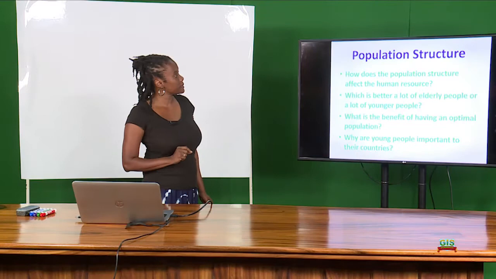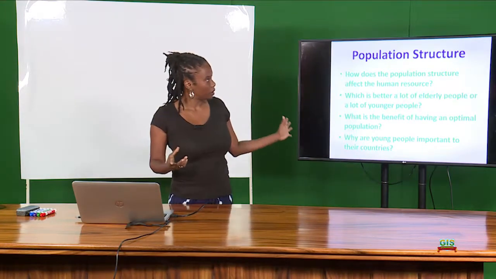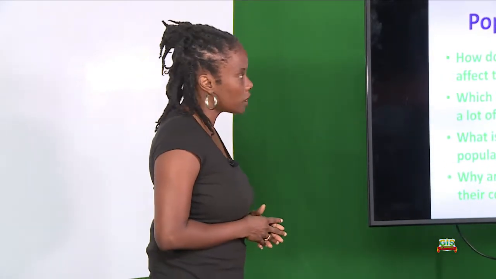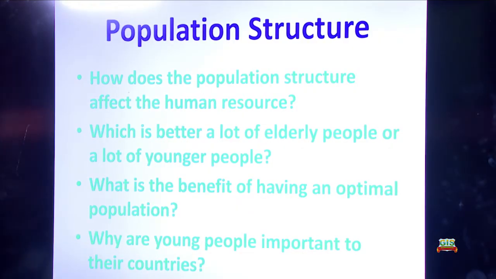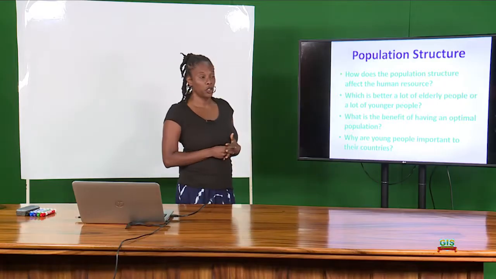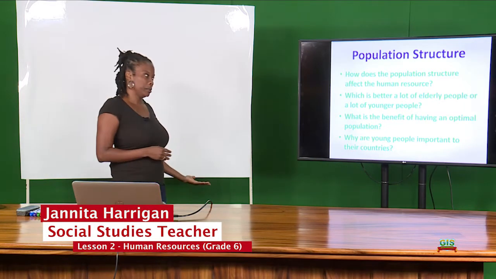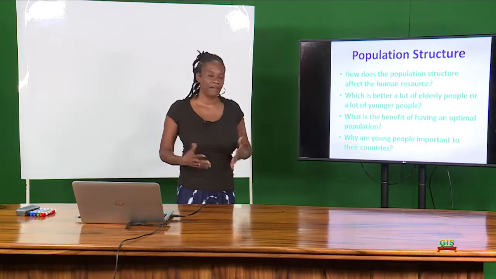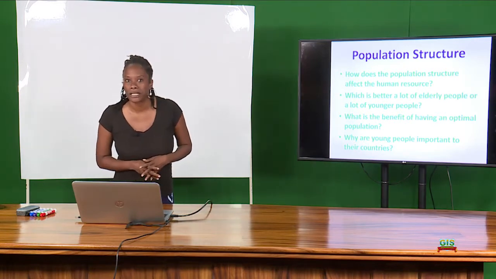So we have been discussing human resource and the influences on our human resource. And we want to continue with population structure. Now, what's the makeup of our population? The population is structured as well. How does the population structure affect the human resource? Which is better, a lot of elderly people or a lot of younger people? What is the benefit of having an optimal population, and why are young people important to their countries?